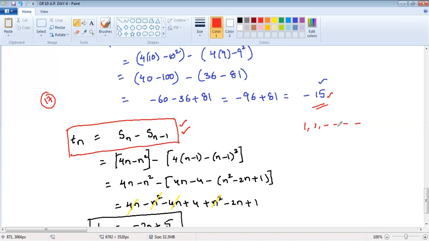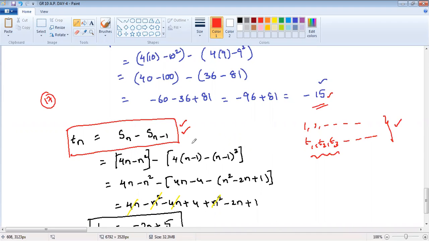Otherwise, you are supposed to write T1, T2, T3 and so on, and only after finding those are we able to find the 17th term. That is the simplest method, but it is a long method. But with this one, we can easily get the answer.